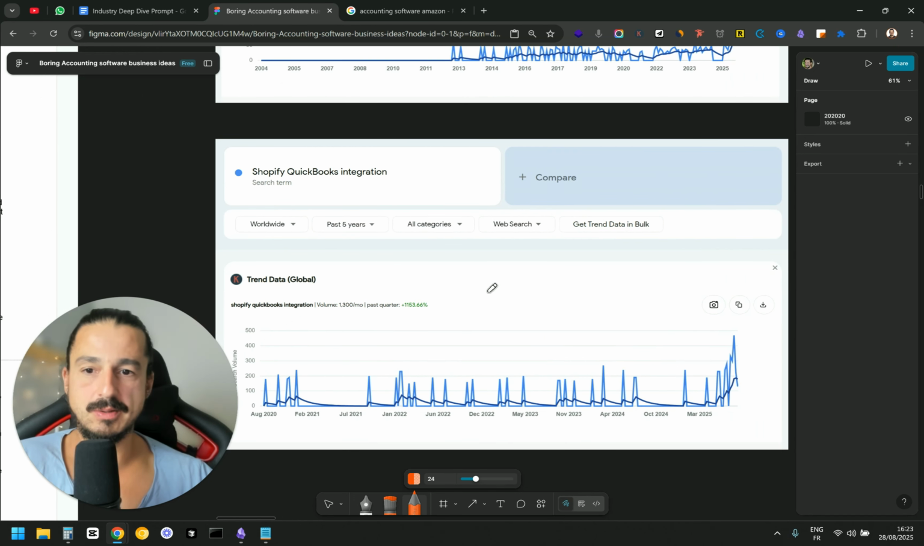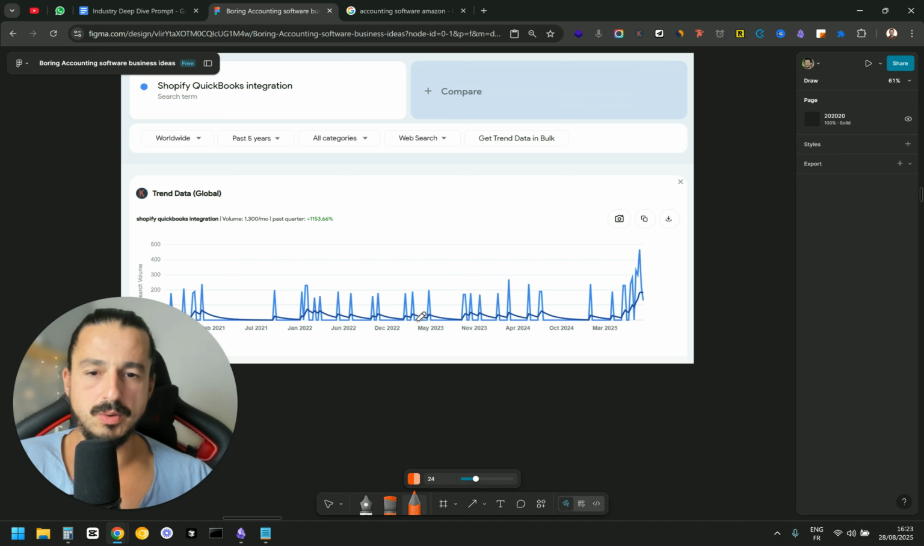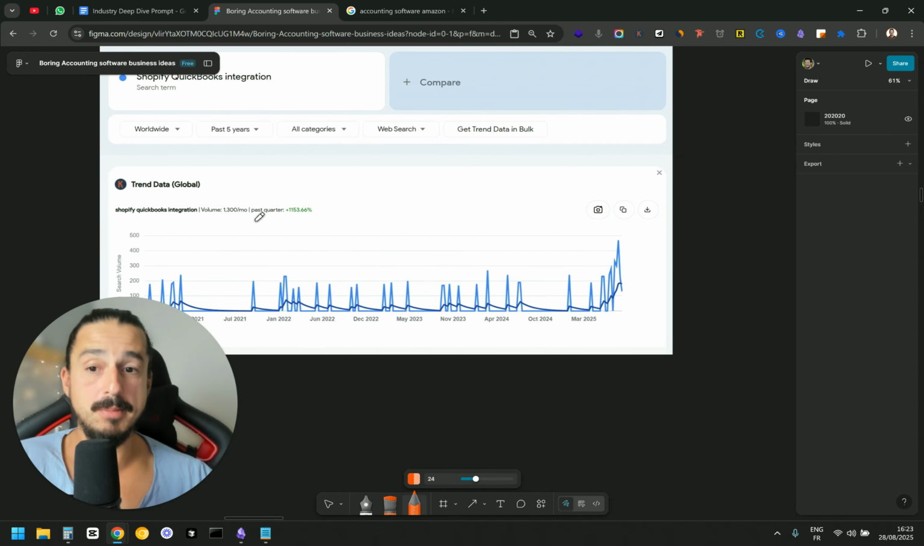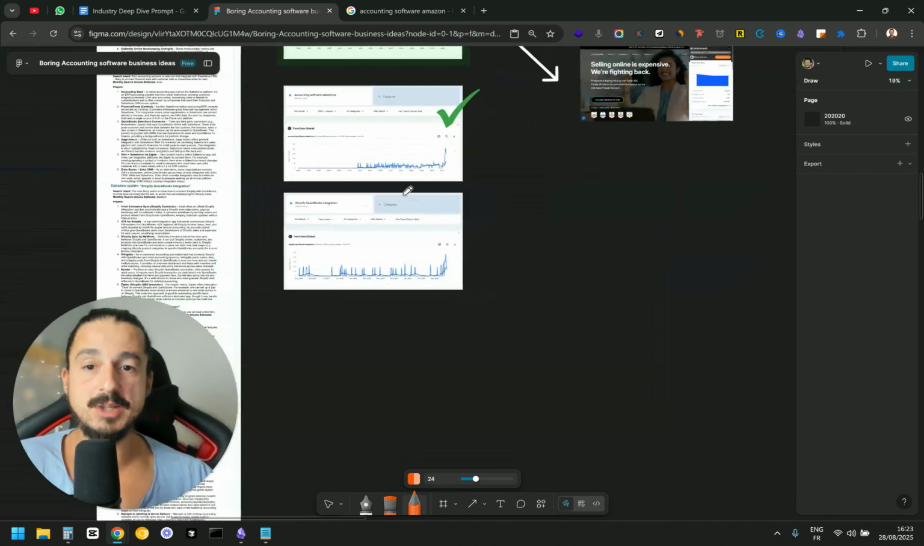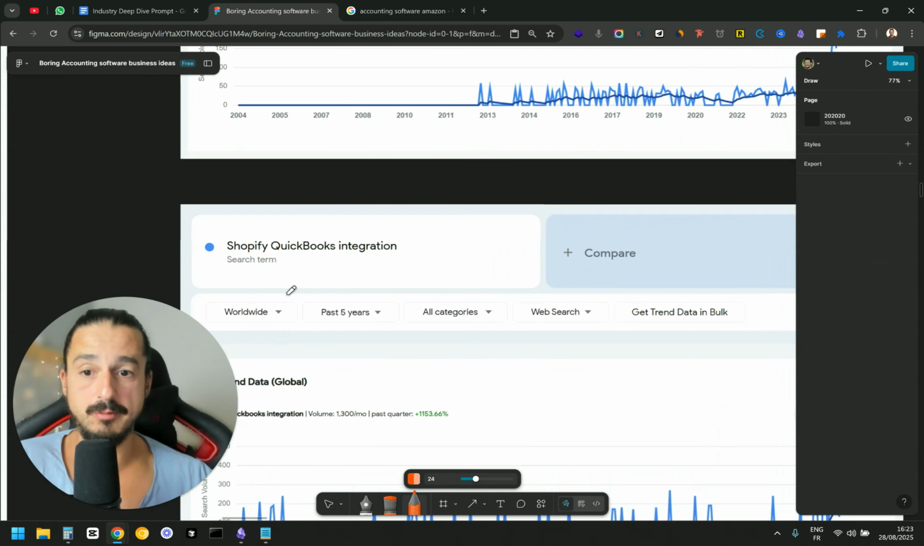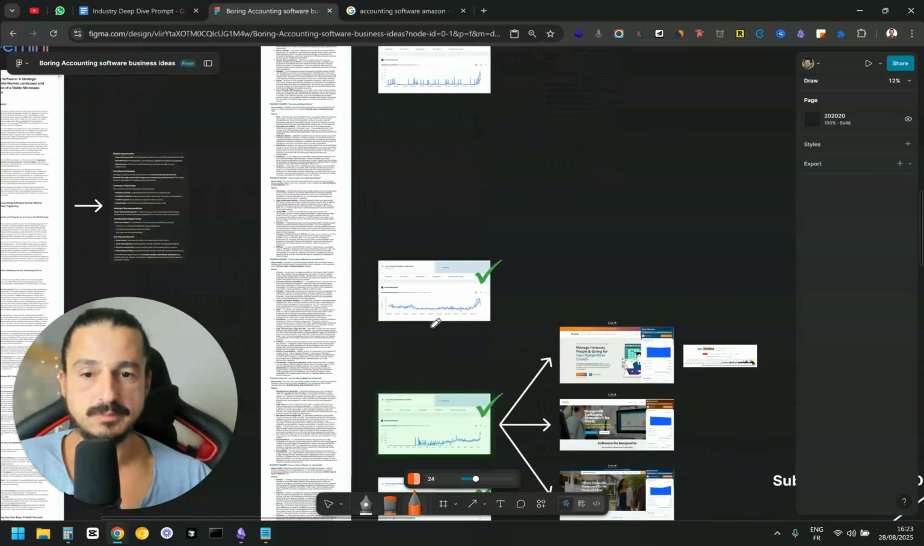Shopify QuickBooks integration. We have some kind of volume here that is a little bit more interesting, although the trend is somehow weird. But the volume is there, and it goes along with the one we had earlier, accounting software for Shopify. Then we can see that a lot of people are using QuickBooks and need an integration with Shopify.